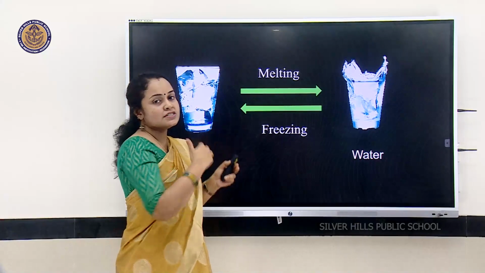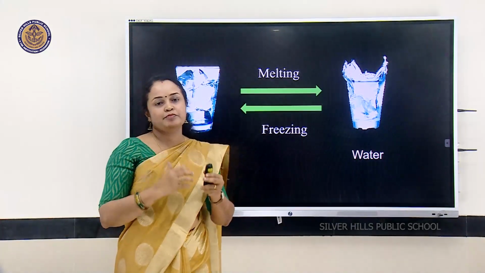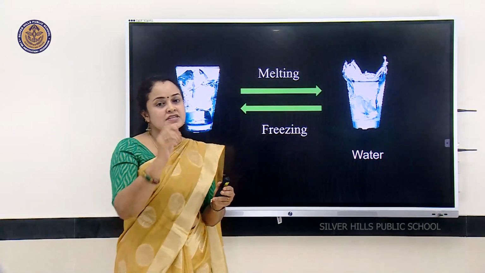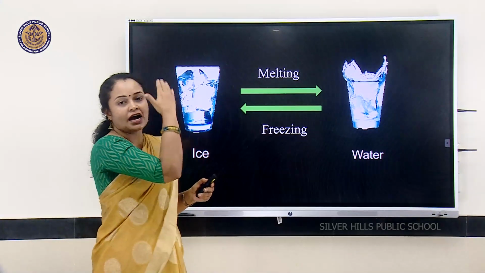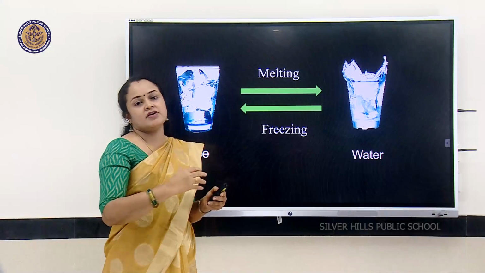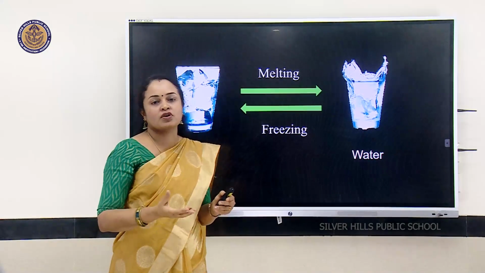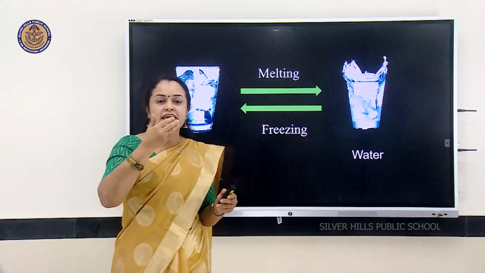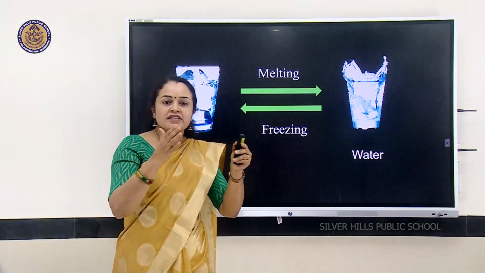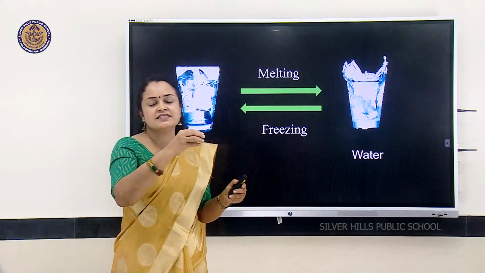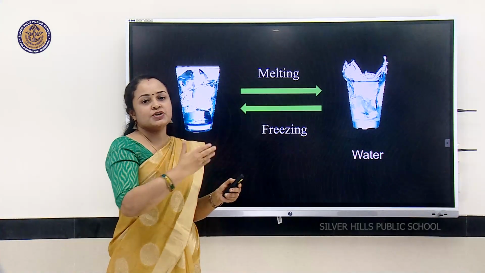In solids, what is happening? The particles are very tightly packed, but in liquids there is space between the particles. So when you take ice out of the freezer, the ice gets converted into water because the particles gain energy and start vibrating, and space is created between the particles, and at that stage they get converted into liquid.